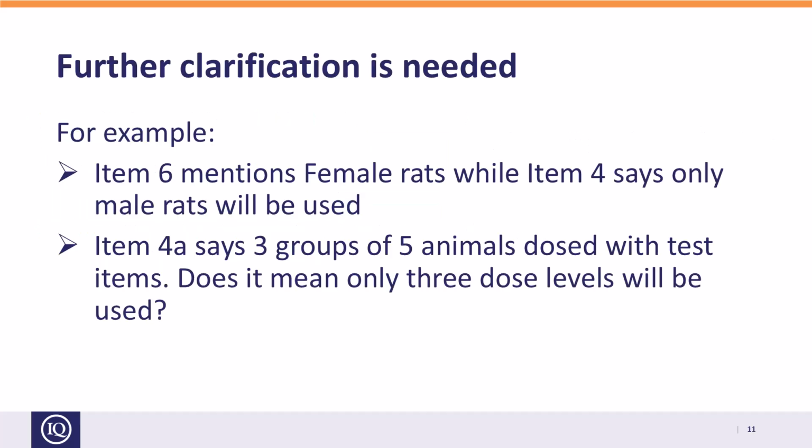While the worksheet aids in clarifying details about the study, some items may require further clarification. In this example, item 6 mentions that female rats will be used, while item 4 says only males. Item 4A mentions that 3 groups of 5 animals will be dosed with test items. A statistician would probably need further clarification on whether this means only 3 dose levels will be used.